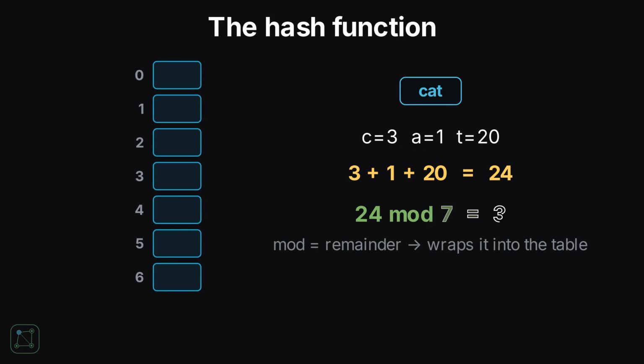You hand it a key, say the word cat, and it crunches the characters into a number. For example, add up the letter values. C is 3, A is 1, T is 20, giving 24. Then wrap it to fit the table with the modulo operator. 24 mod 7 is 3. So cat belongs in slot 3.